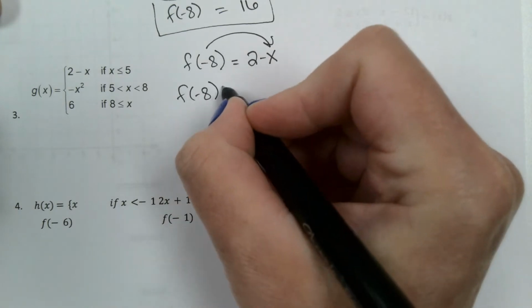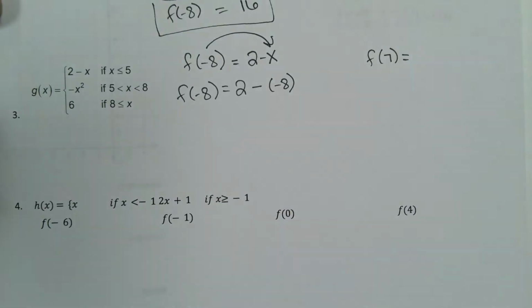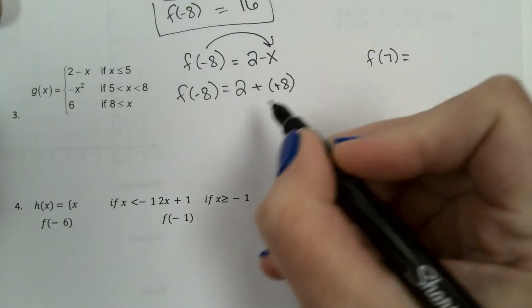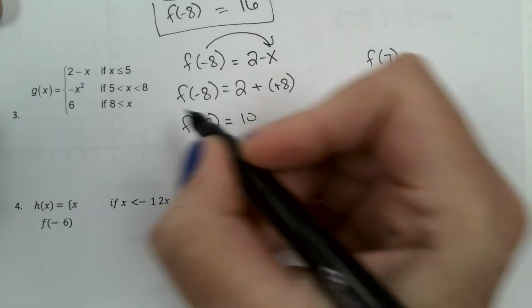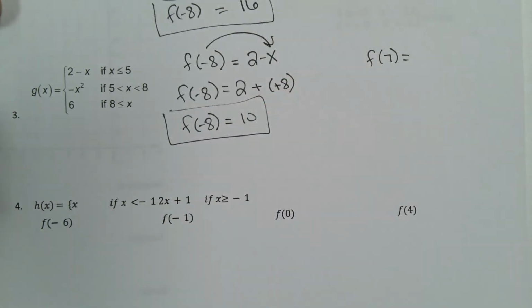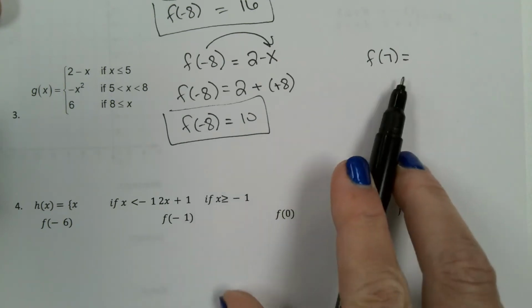So f of negative 8 equals 2 minus negative 8. Minus minus turns into a plus. So f of negative 8 equals 10. That basically says when x is negative 8, y equals 10.